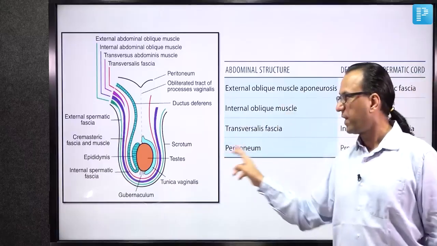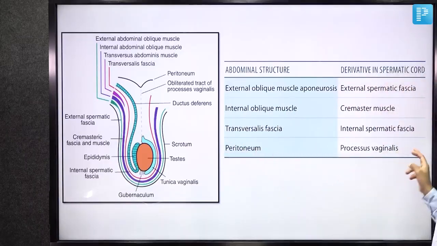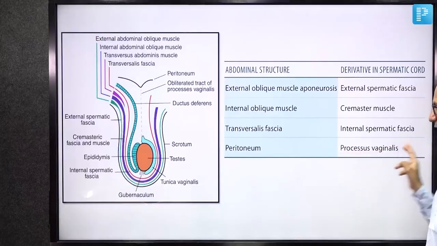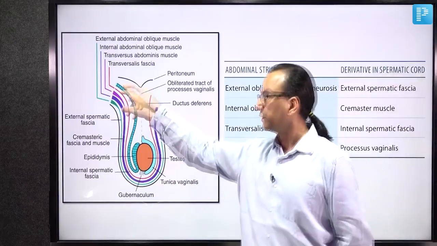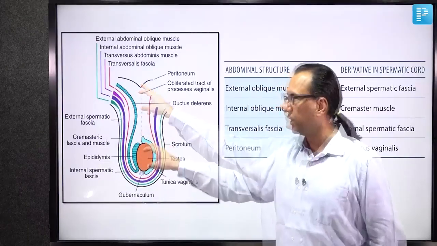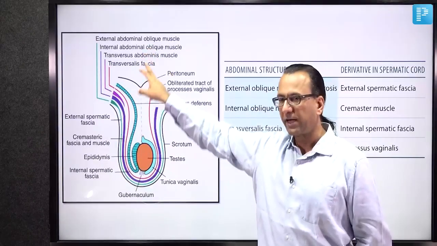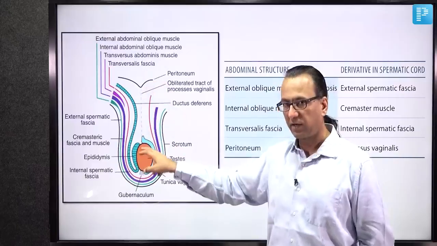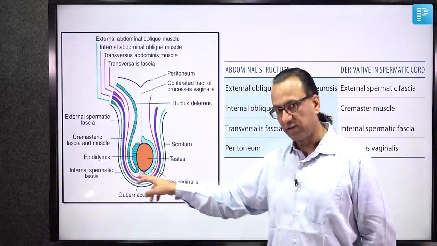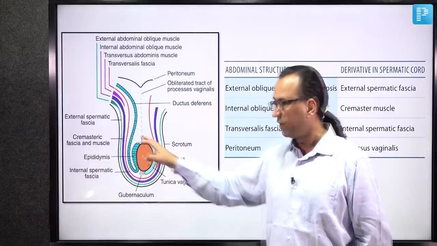You already know about the peritoneum. It would have formed the processus vaginalis, which is normally obliterated. If it is persistent, there will be a chance of indirect inguinal hernia. So as you can see, there is the obliterated processus vaginalis. If it remains open, then it might pull the omentum or intestine into the scrotum, causing indirect inguinal hernia. And a double fold of peritoneum, which is covering the testis in the scrotum, is called the tunica vaginalis.